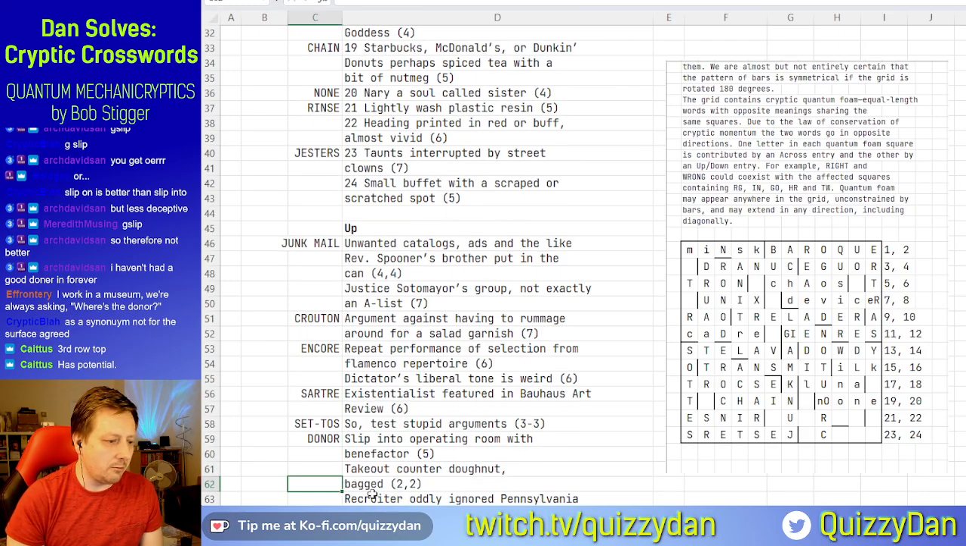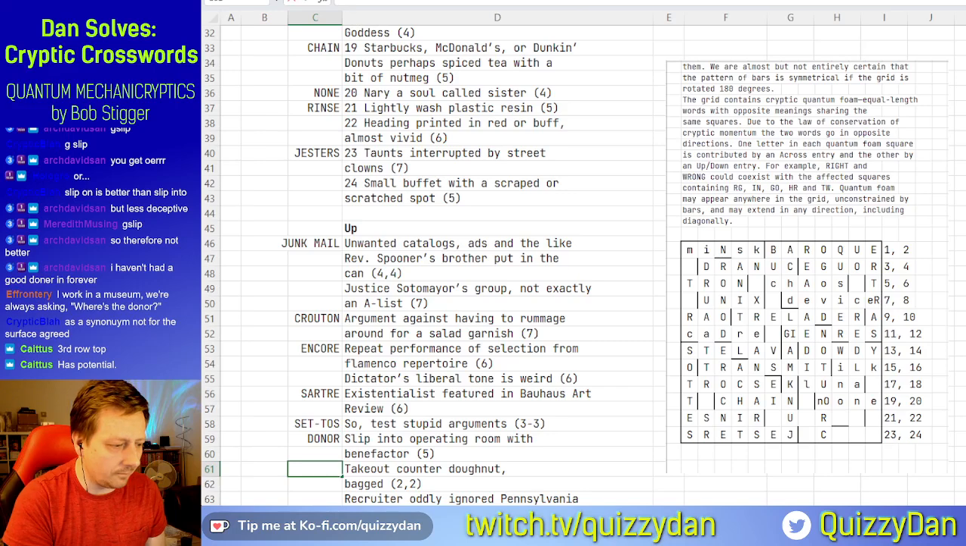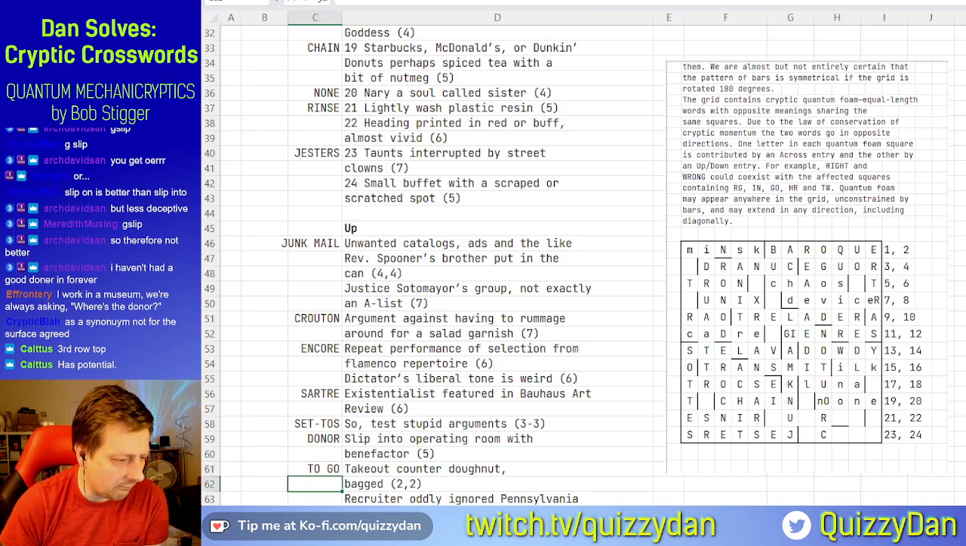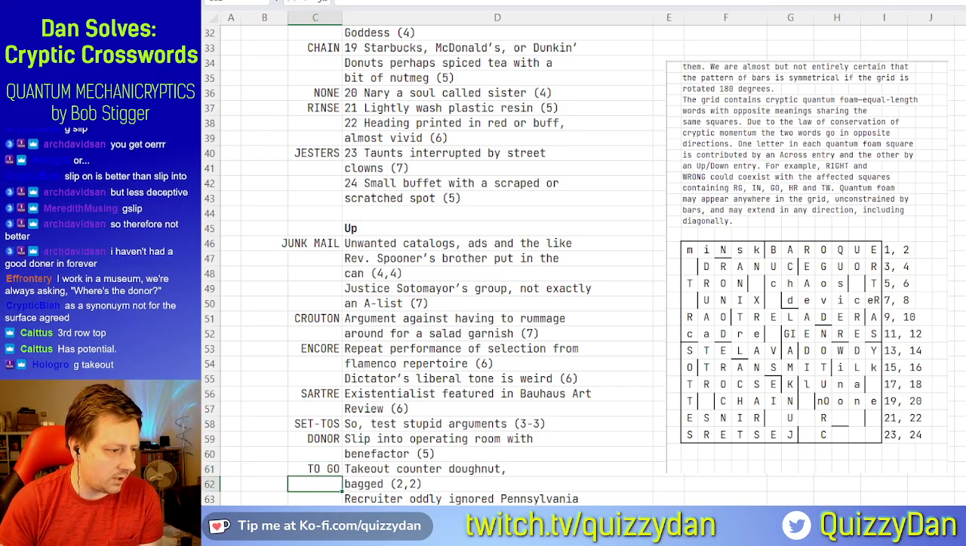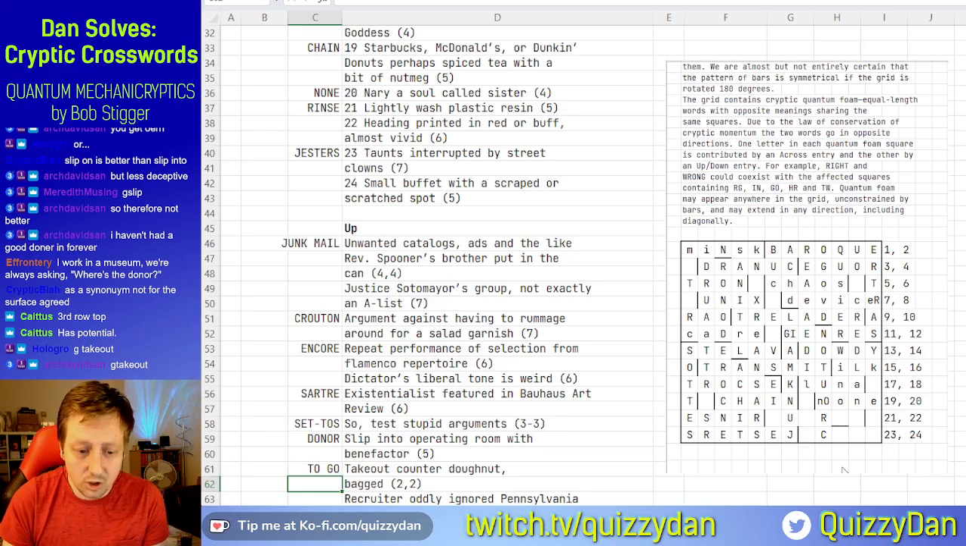Take out counter donut bagged. It's about the British way. Donut probably O. Bagged. What's going on? I don't get this. Take out is to go. Hang on. Take out is to go. Counter donut. And if you bagged something, you got it. So counter means reverse. Donut is O. Got is bagged. To go.